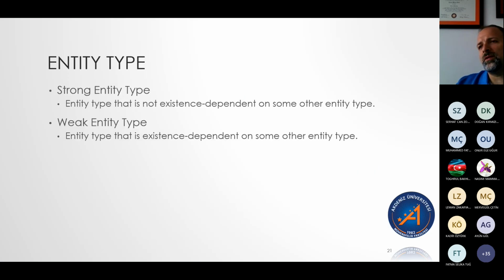We do want to know the difference between a strong entity type and a weak entity type. In a sense, this is similar to the composite relationship in UML. A strong entity is something that doesn't depend on another entity for its own existence. A weak entity is something that depends on the other entity for its existence.